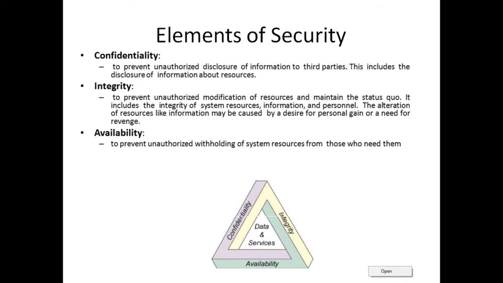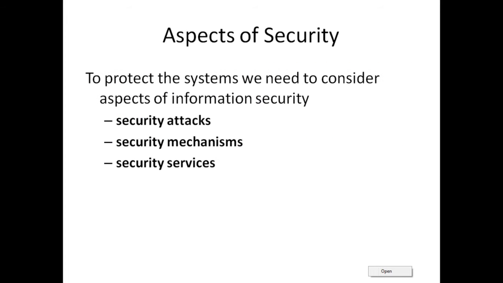Confidentiality is basically the element of security which is responsible for preventing the unauthorized disclosure of information to third parties. Integrity is the prevention of unauthorized modification of the resources and maintaining a status quo. Availability is basically to prevent the unauthorized withholding of system resources from those who need them.